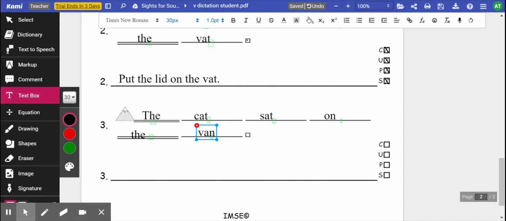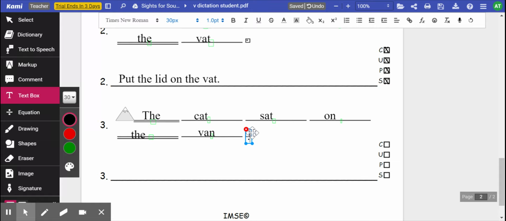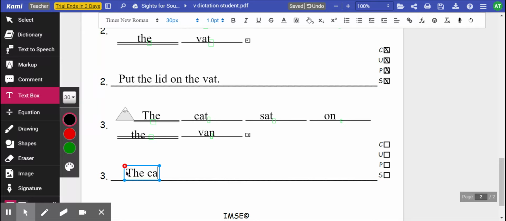Are we saying something or are we asking a question? We're saying something. The cat's on the van. So we're just telling you that the cat is on the van. So there it is. There's a period. Can you check the teacher's copy? Do the rewrite.